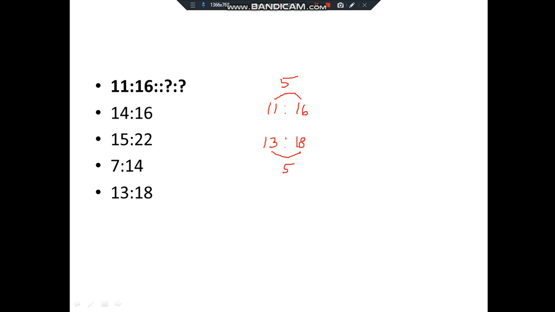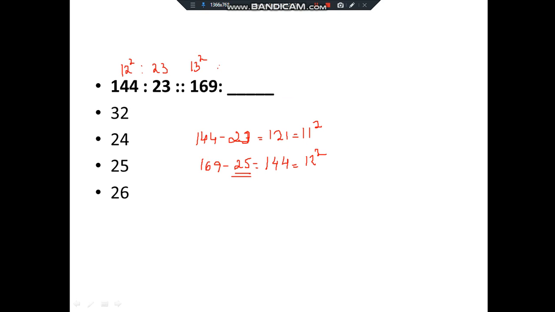See, 11 to 16, find the difference, it is 5. If you check for the options, the only option whose difference is 5 is 13 is to 18. So that is the answer. 144 is to 23. Similarly, 169 is to what? 144 is nothing but 12 square is to 23. 13 square is to what?